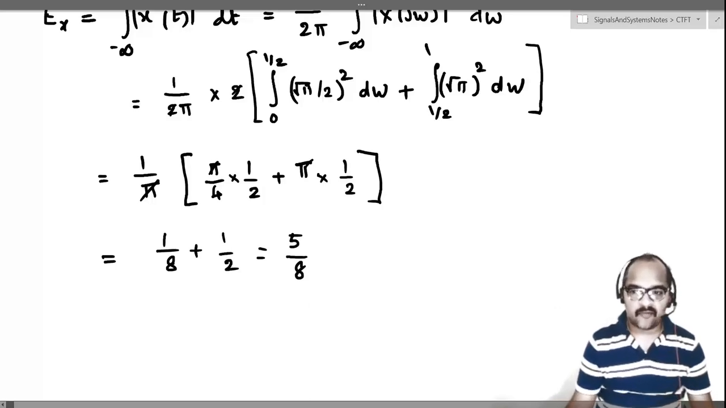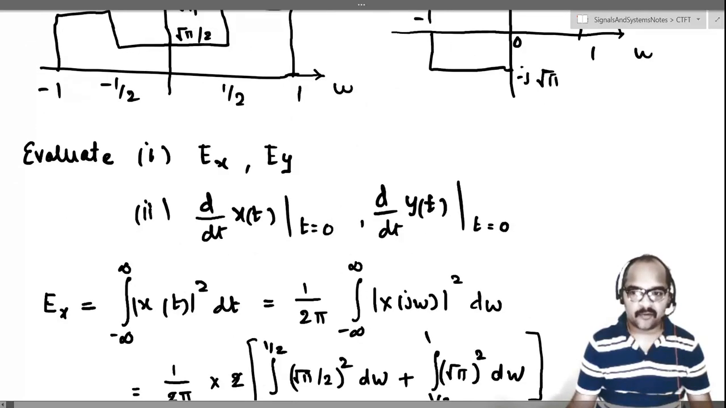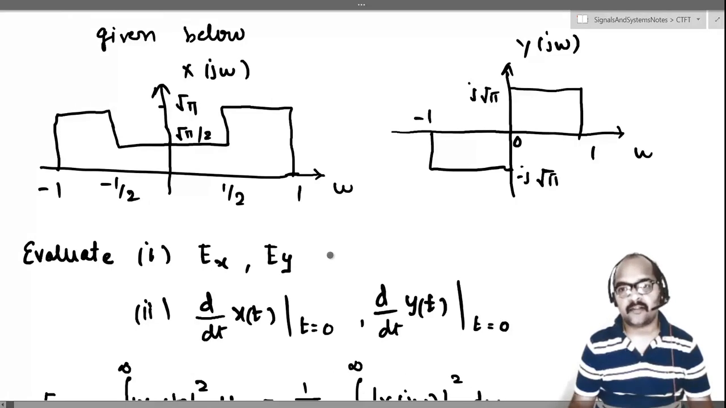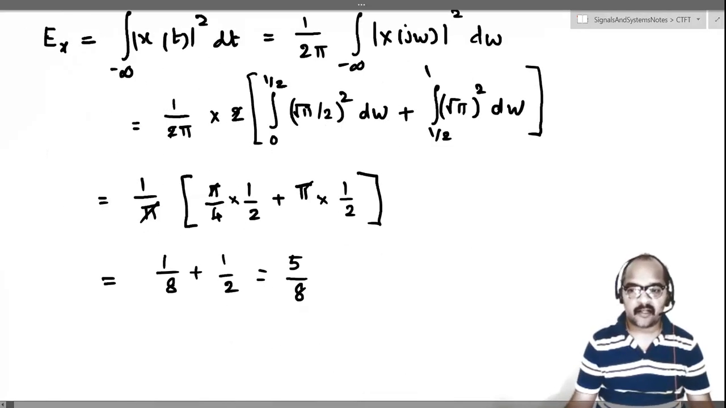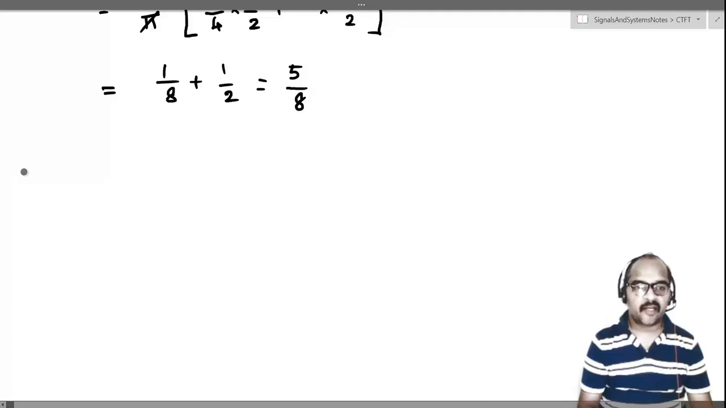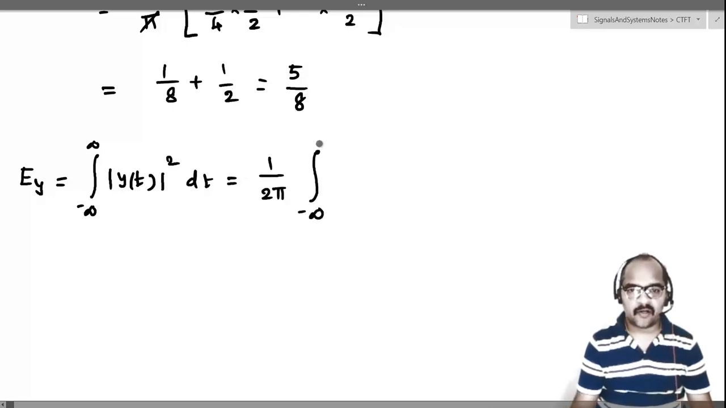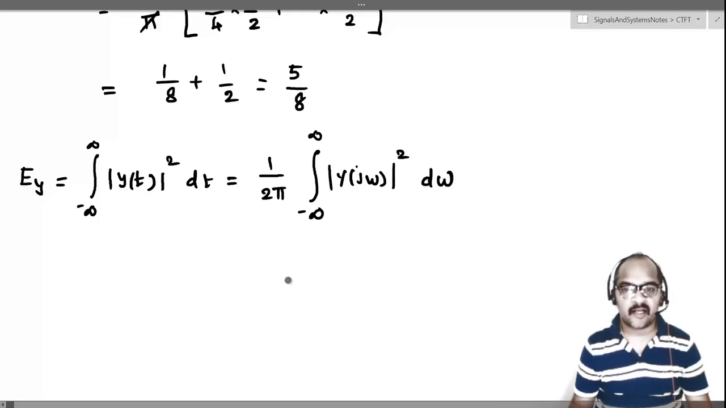Not that we have to find energy of the signal, but we are using the help of Parseval relation. Why? The signal is not given, but the signal's Fourier transform is given. So similarly, let us try to find out Ey. What is Ey? That is nothing but integral minus infinity to infinity mod y of t whole square dt, and according to Parseval relation this should be equal to 1 by 2 pi integral minus infinity to infinity modulus of y of j omega whole square d omega.